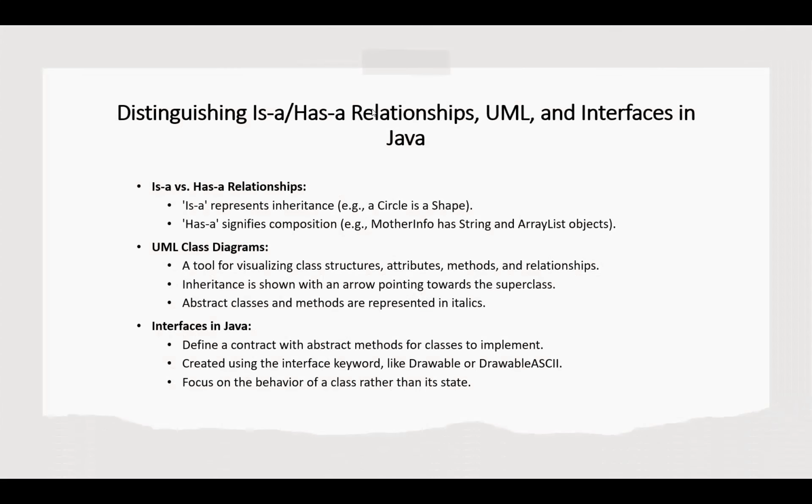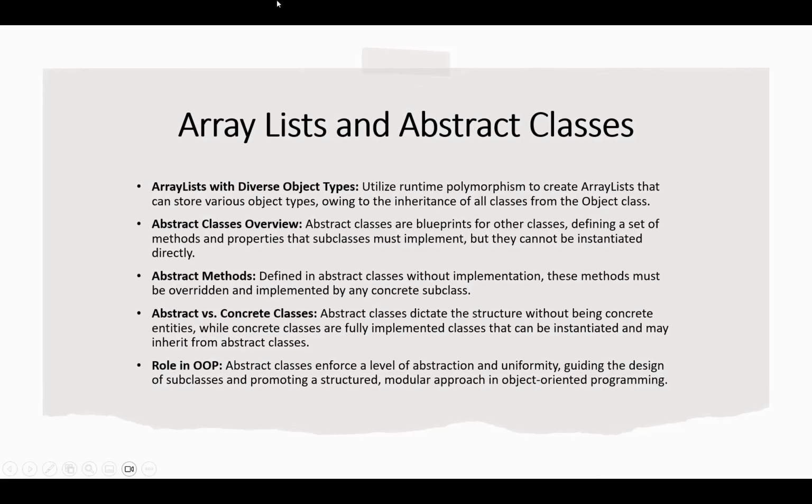And when it comes to abstract methods and abstract classes, in an abstract class you'll find abstract methods. These methods are declared but not implemented. They're like a promise that any subclass must fulfill. For example, abstract double computeArea in a Shape class specifies that any subclass like Circle or Square must provide its own method to compute the area.